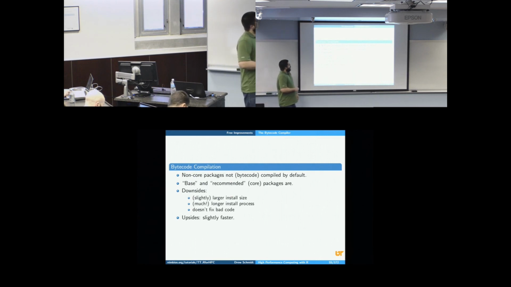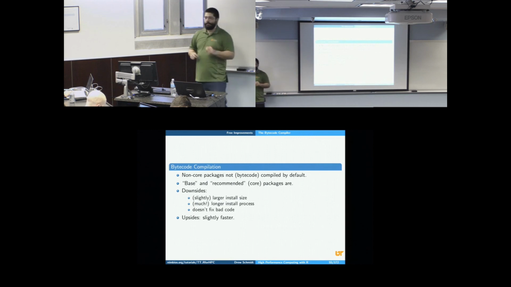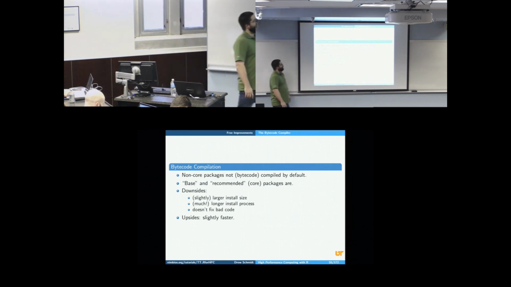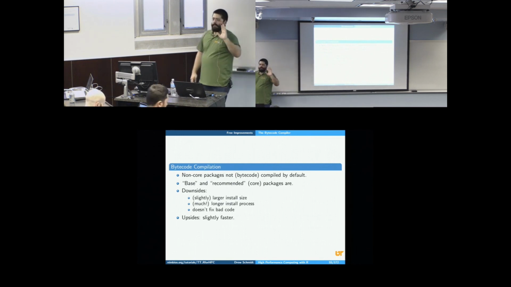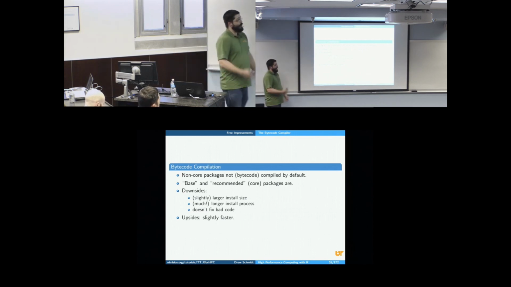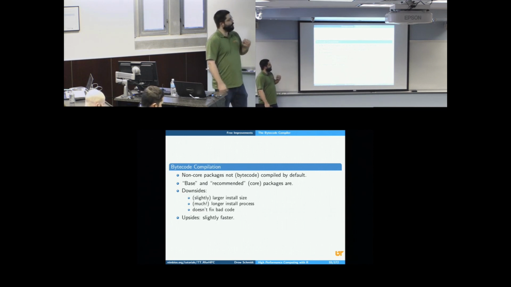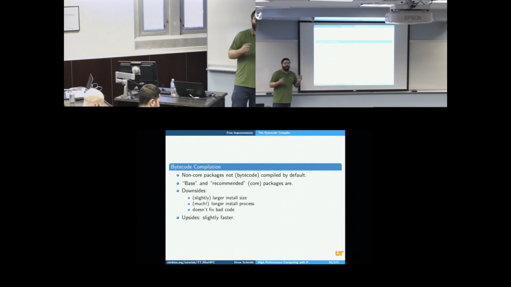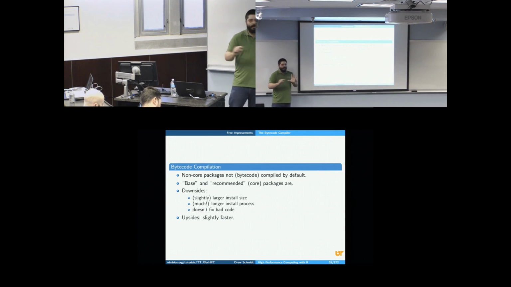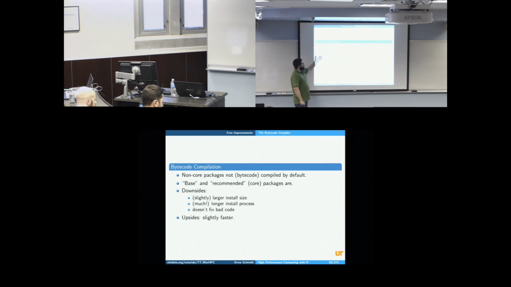So by default, packages that you install may or may not be bytecode compiled. There are some caveats. The base and recommended packages, stuff like base and the utilities, stats package, these things that come with R, MASS, these things are bytecode compiled. But if you're a developer of packages, by default it will not. You have to specify that when it is built, this package should always be compiled.